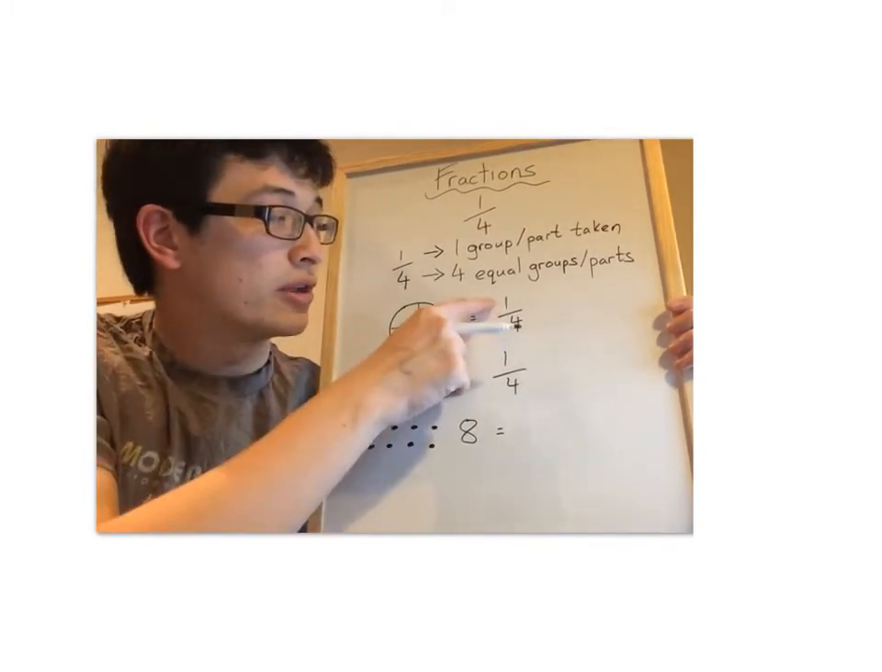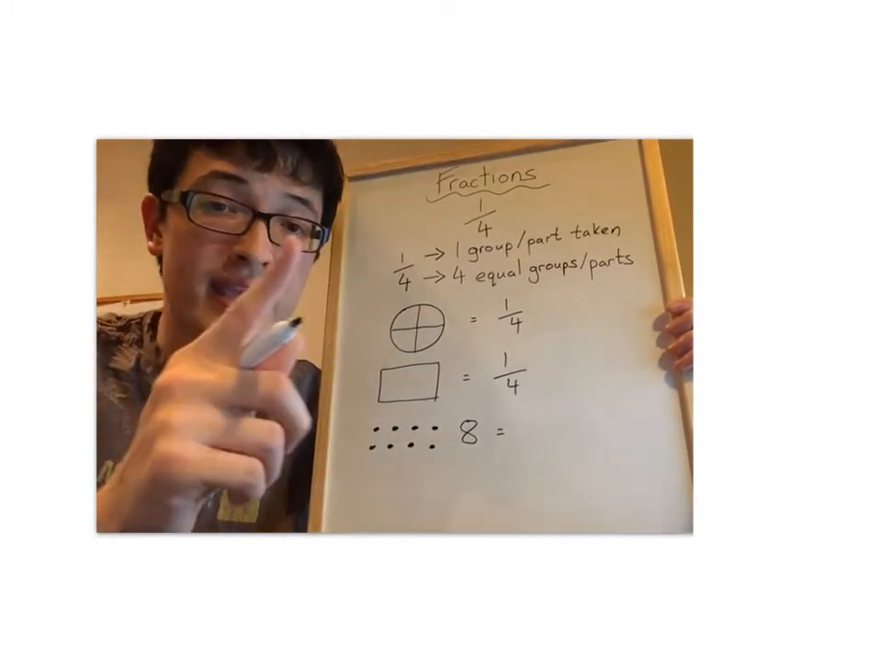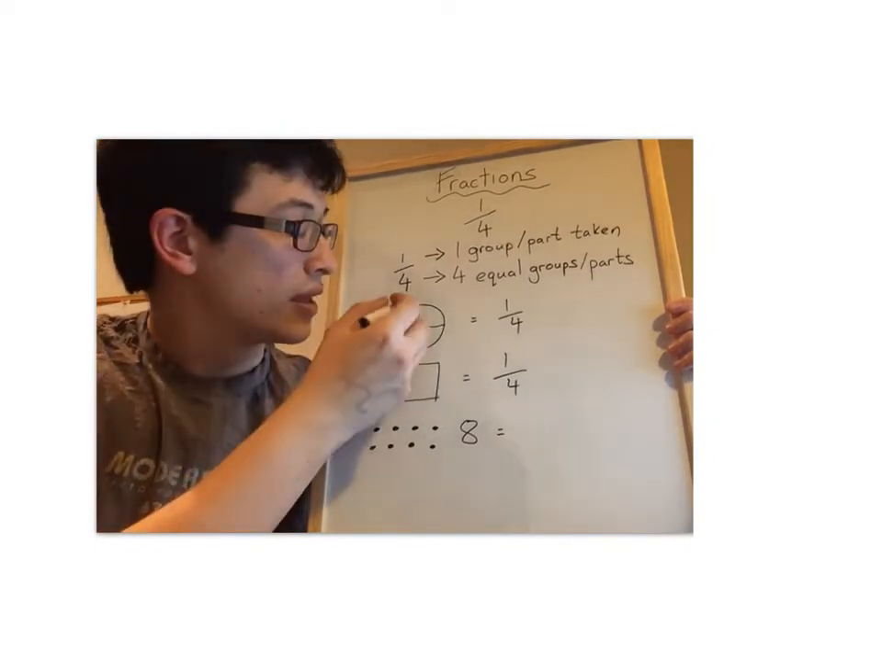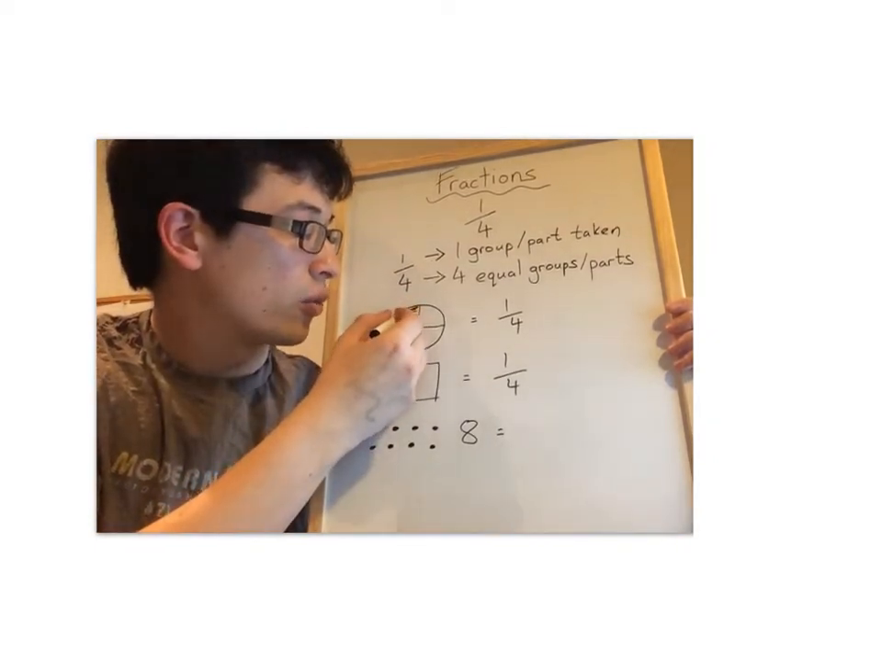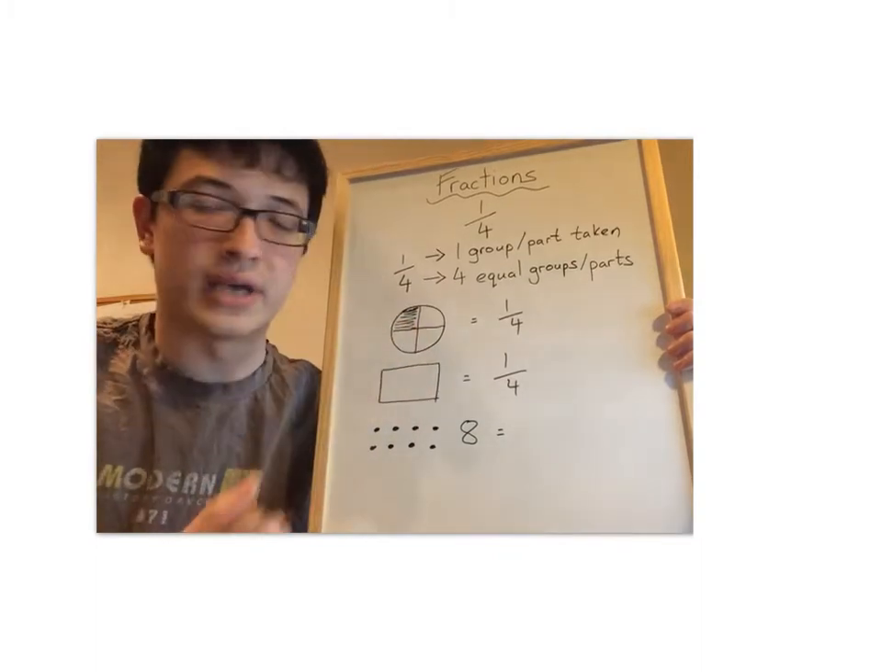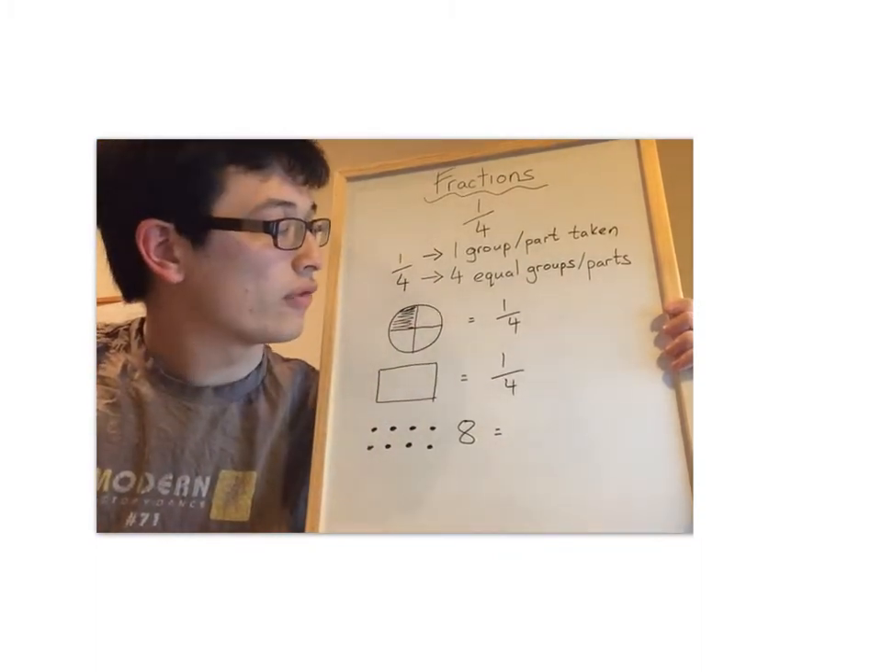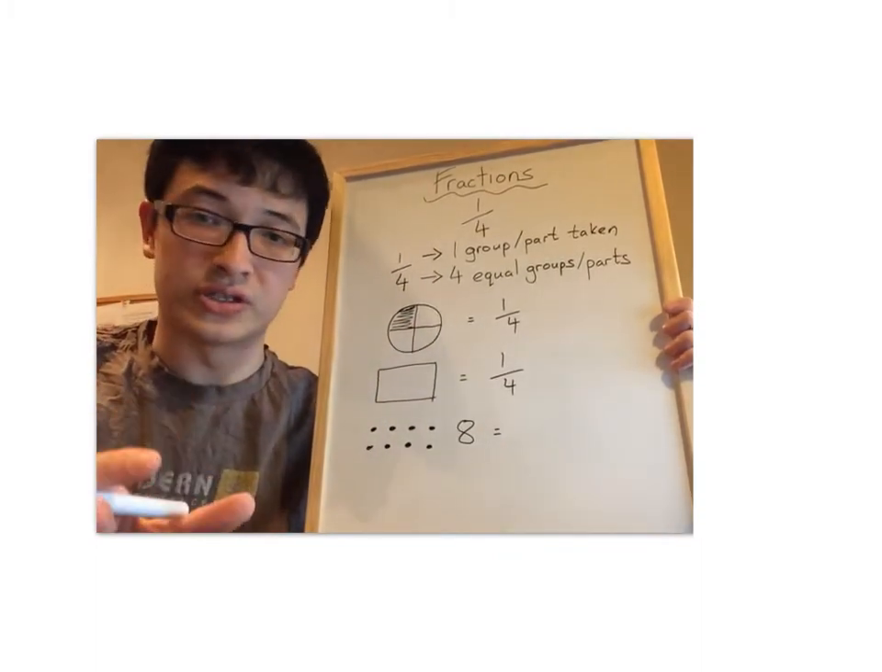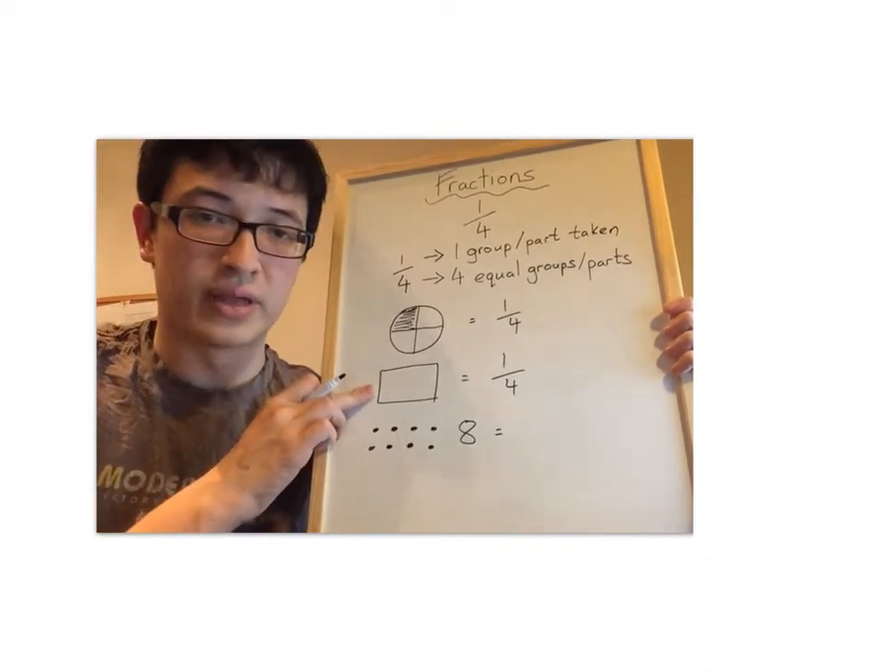Now remember, the numerator says we need to take one part of that. So here we have got 1 quarter of a shape. And we can do the same with this rectangle here.